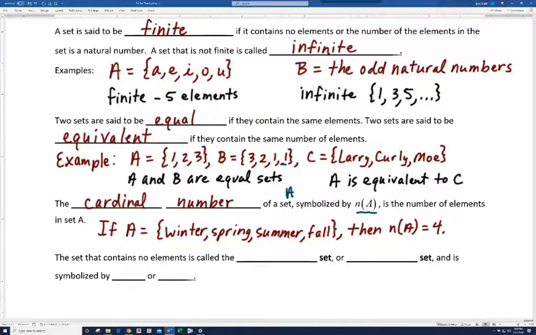All right, last here it says the set that contains no elements is called the empty set or the null set. And we symbolize it two different ways. We can use braces with nothing inside, or we can use this symbol here, which also stands for the set that contains no elements, or the empty set.